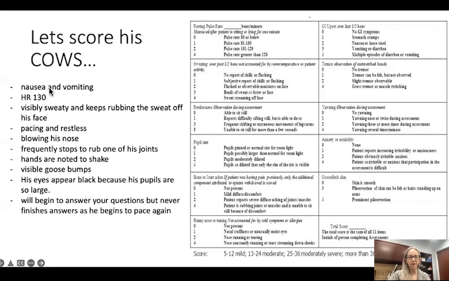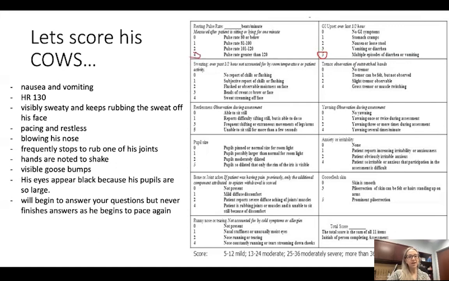So I pulled out over here the clinical symptoms that are relevant for COWS score. So he's got nausea and vomiting, heart rate of 130. He's visibly sweaty, pacing, blowing his nose. He's rubbing his joints. He's got tremors in his hands. He's got goosebumps. He's got large pupils. So let's score this. So the nausea and vomiting, I'm going to go with a high score on that one.